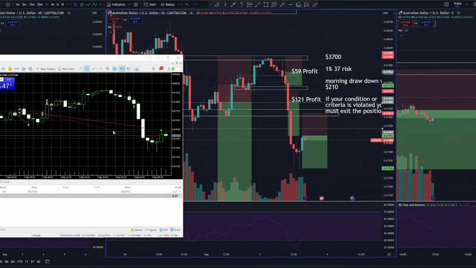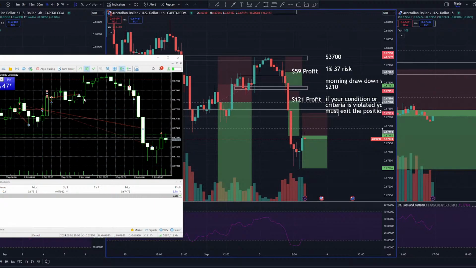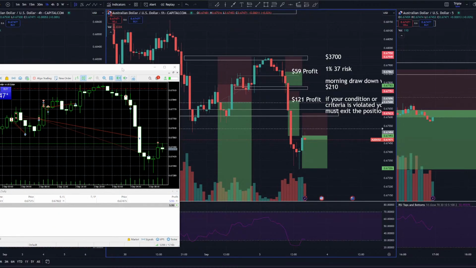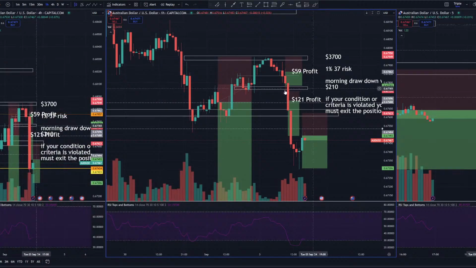So where is our position? From here, if it goes to the resistance, I would be losing around $53 or $60. I don't want to stop there. If it goes up to there, I would be losing only around $50 or something like that.